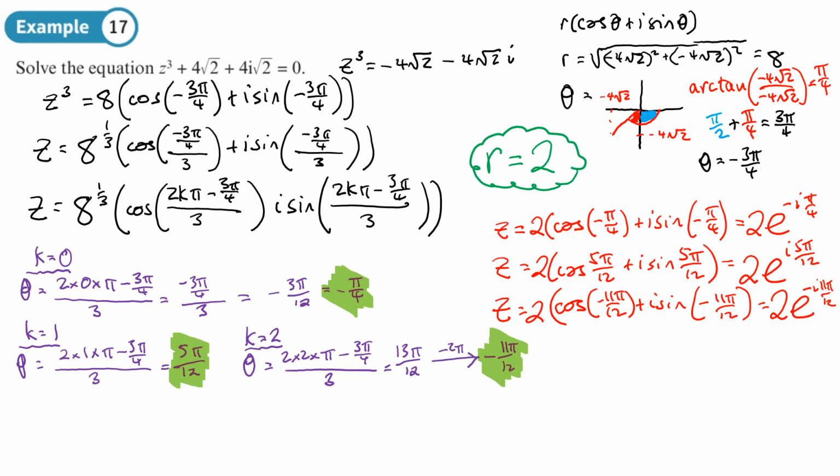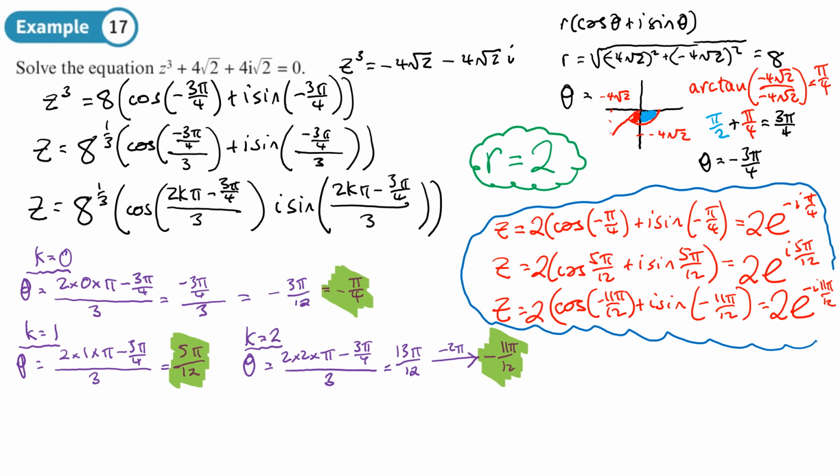So there we go. Let's just highlight where our answers are here, in both forms. And right, you should be able to do exercise 1F on pages 24 to 25.